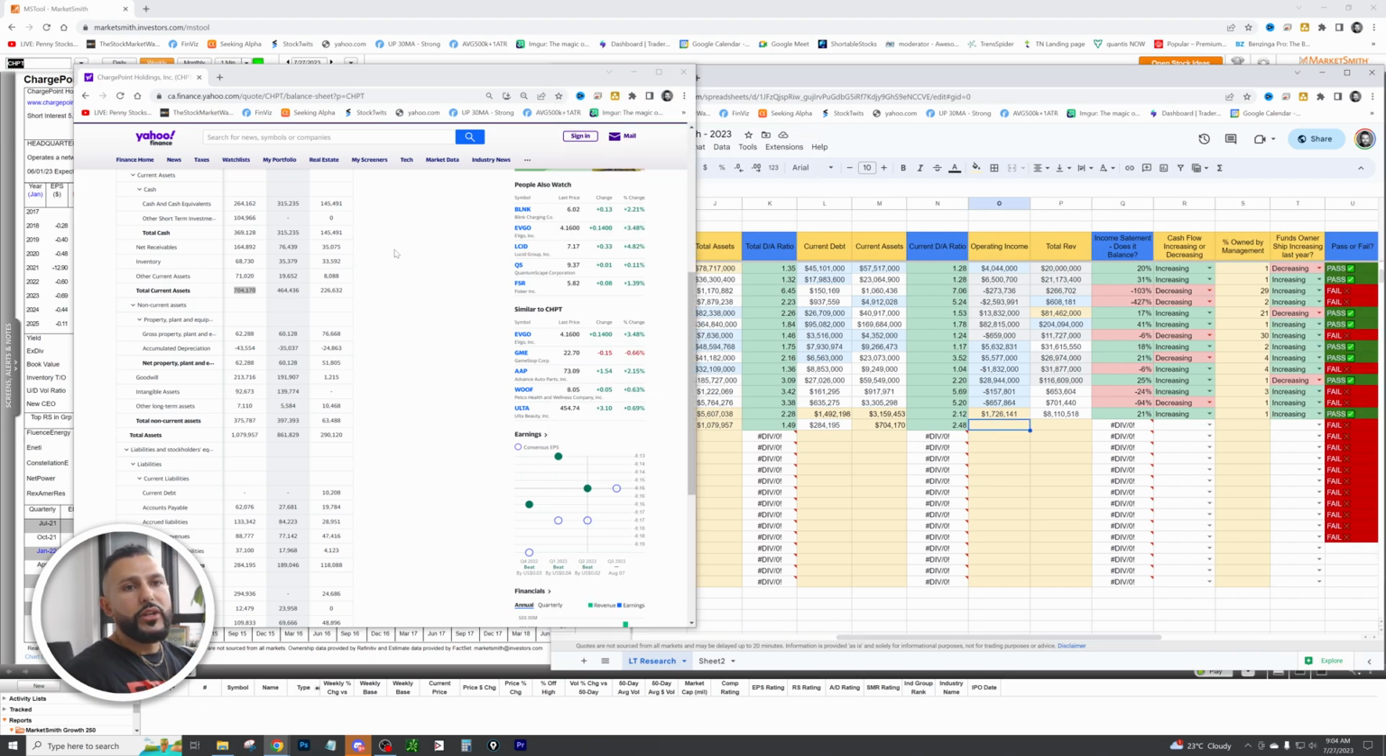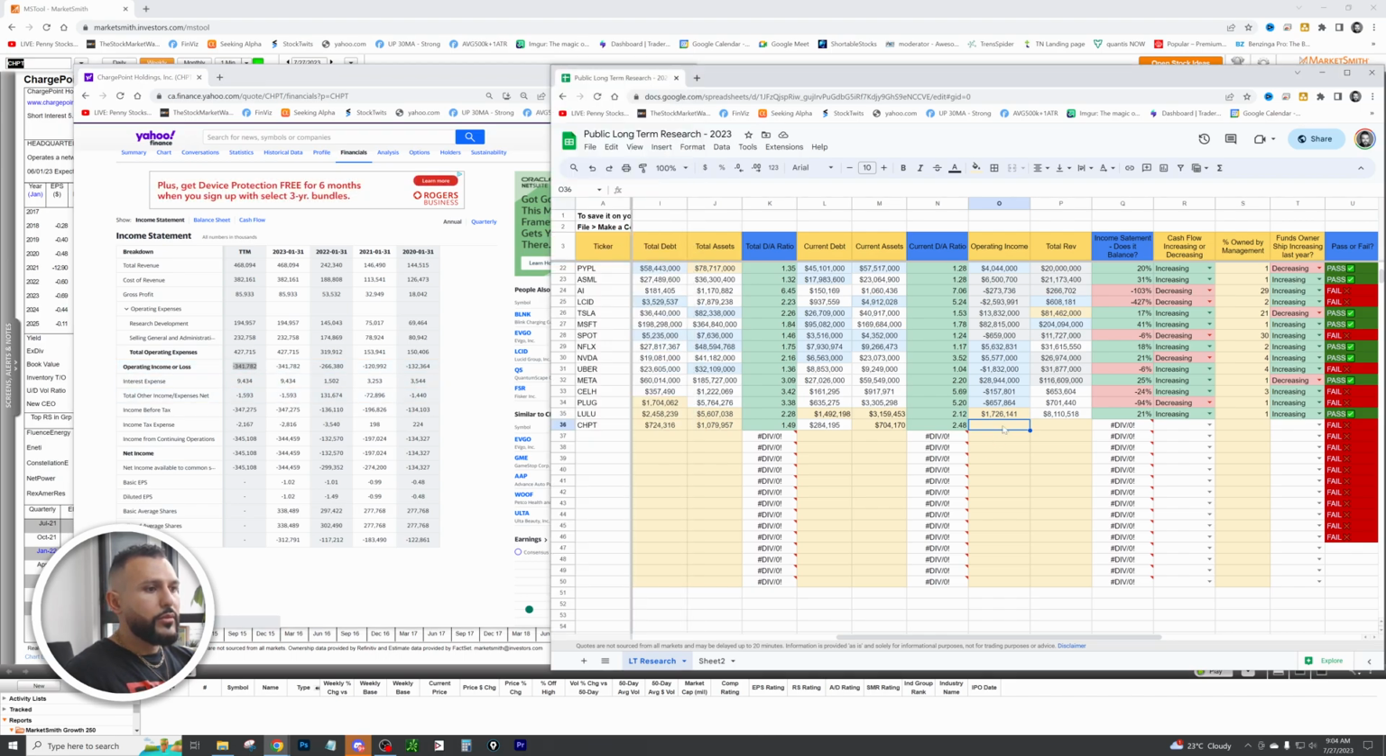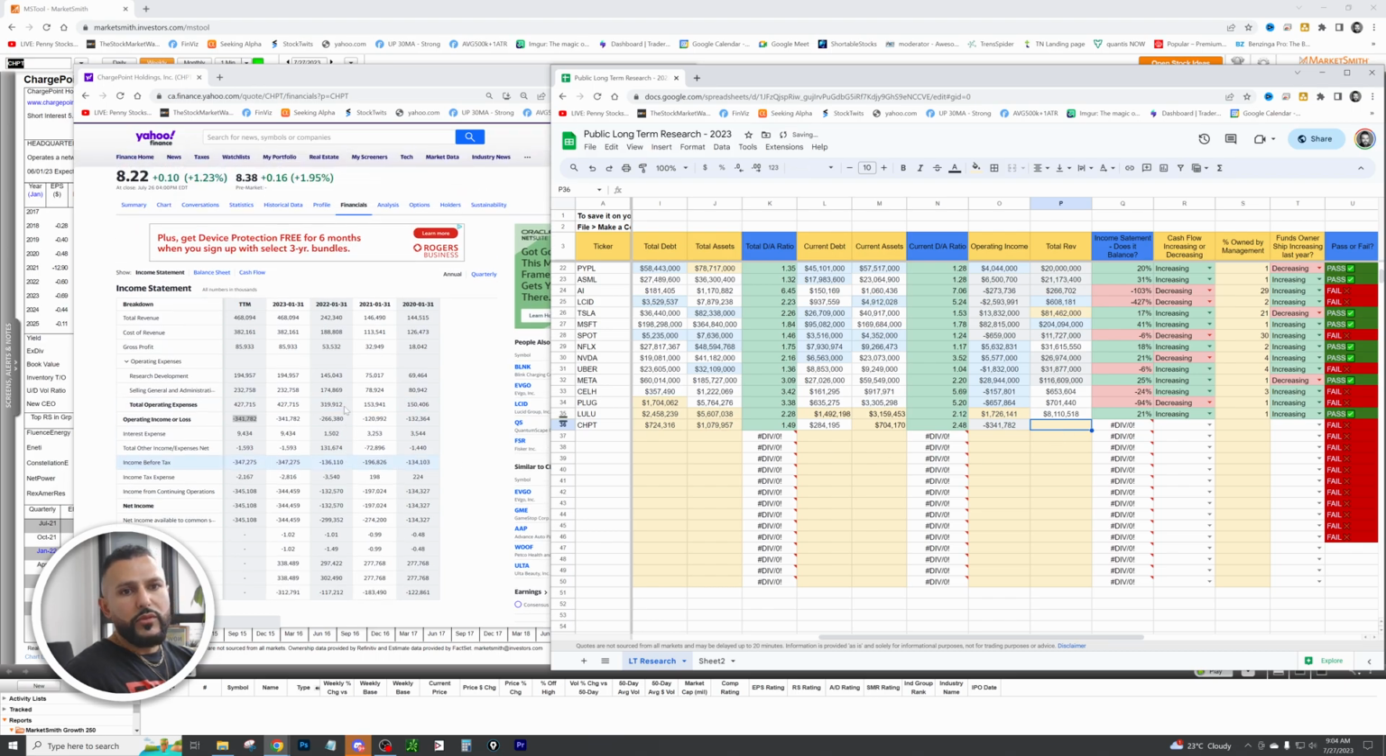Now we got to look at operating income and total revenue. To do that, we're going to come to the income statement, and we're going to look at operating income. So operating income is a negative number, right? And then we have total revenue.